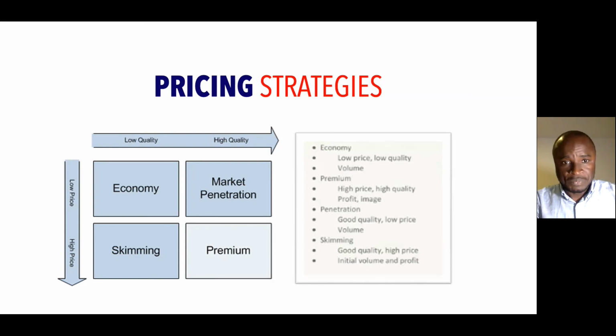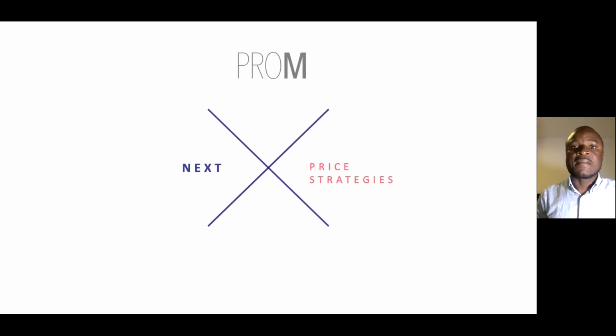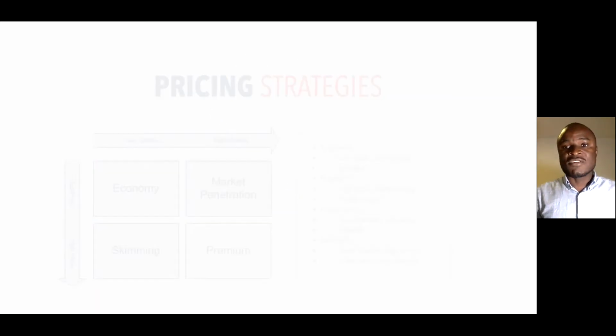And then we also have your penetration. Market penetration means we have good quality and a lower price. We want to focus on the volume. So people are going to understand, as we are going to have a certain positioning, a certain differentiation in the marketplace for now. And then your skimming is that you have high quality, high price, and a kind of initial volume and profit. So we want to find out how we can make a profit while at the same time having a kind of initial volume. So basically, this is what we have for today.